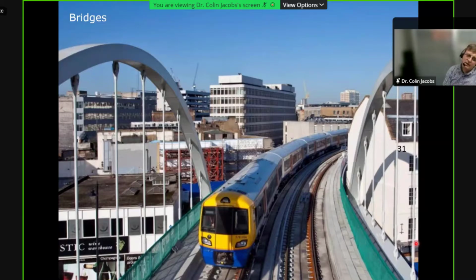But today I'm going to talk mainly about bridges. So again, we use the same tie bars as we use for buildings. For bridges, typically steel arch bridges is what we supply for.